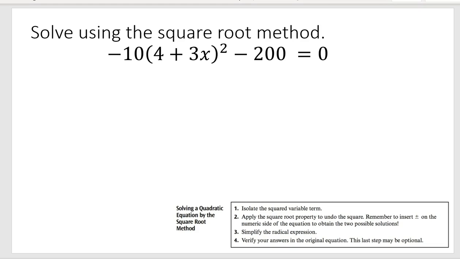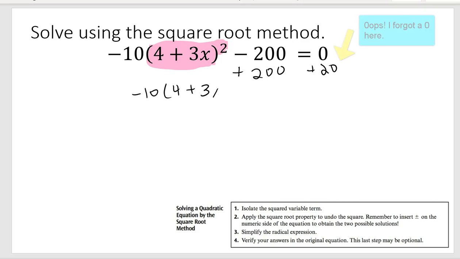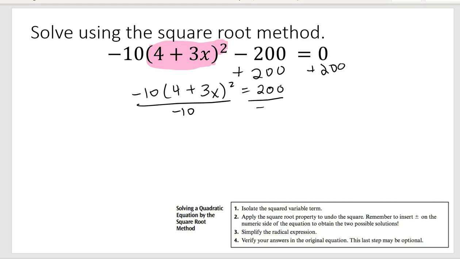So let's solve using the square root method for this problem. Step number 1, isolate the squared variable term. What we're trying to do is get this whole expression, whatever is squared, whether it be a variable or an expression with a variable, we want to get it alone, isolated. So I'm going to add or subtract first, just like when I'm trying to isolate or solve for a variable. And then I'm going to use multiplication or division so that we can isolate the variable expression by itself.